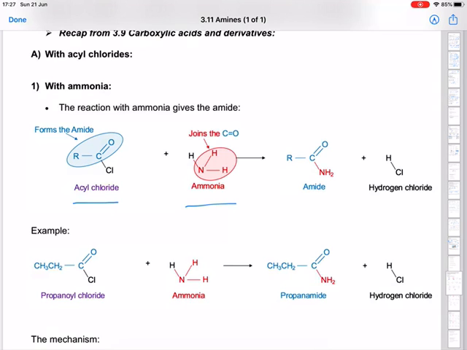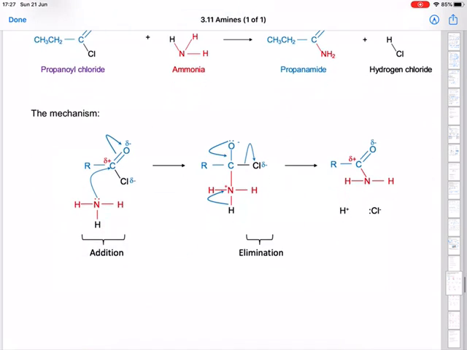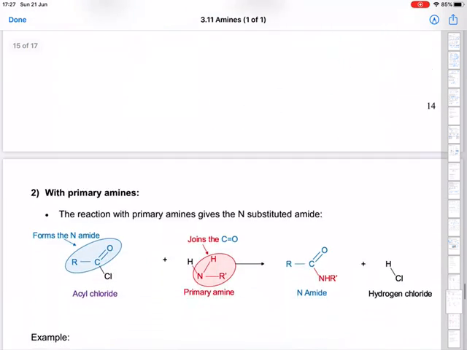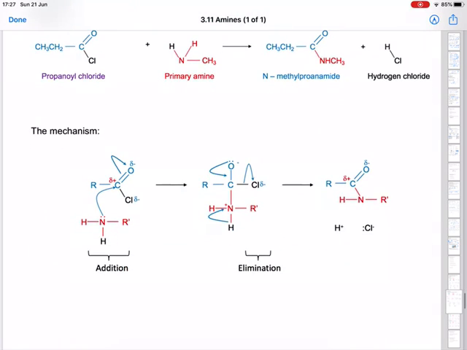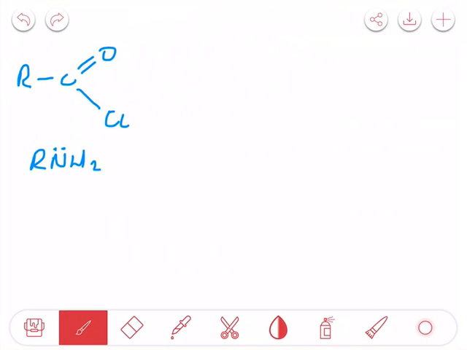So ammonia makes the amide, and there's the mechanism there, which I'll go through in a second. If we were using primary amines, we would get the N-substituted amide, okay? And again, the mechanism is in here. Because this whole section is about the amines, I'll just go through that mechanism again, just to recap what we've already done.